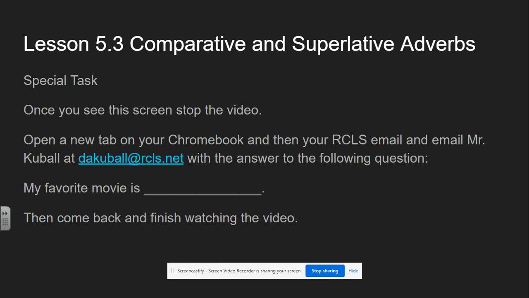All right, this is a special task. Once you see the screen, you may stop your video. Open a new tab on your Chromebook, and then your RCLS email, and email Mr. Kubal at dakubal@rcls.net with the answer to the following statement. My favorite movie is. So tell me what your favorite movie is. Then come back and you can finish watching the video.